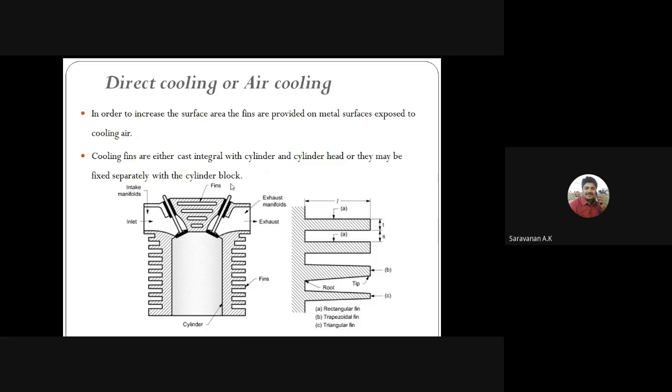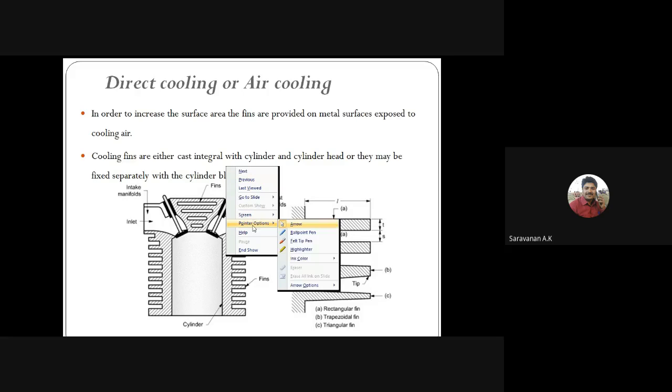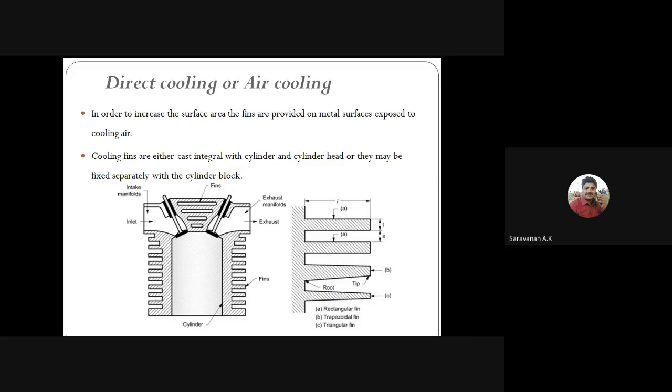At the same time, we have to see what the surface area is. These are all the fins. In this fin, it is the surface area, from here to here. If the surface area increases, the metal surface increases. Automatically, the contact area to the atmospheric air increases, so the heat transfer rate will increase.